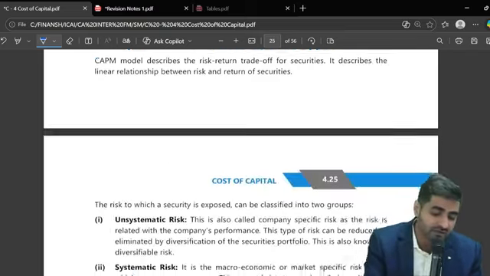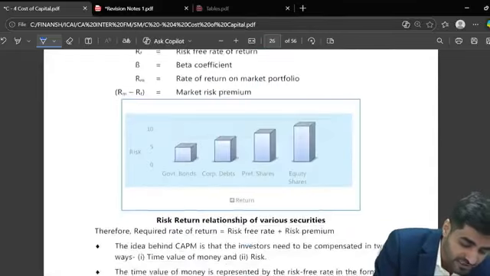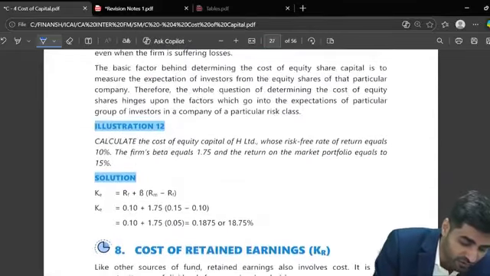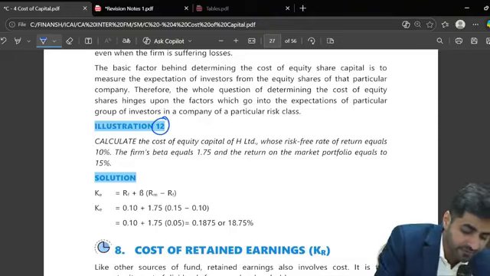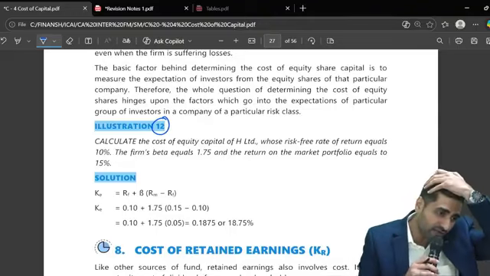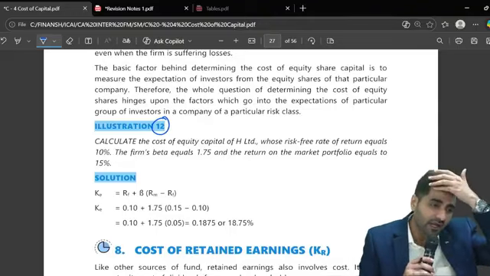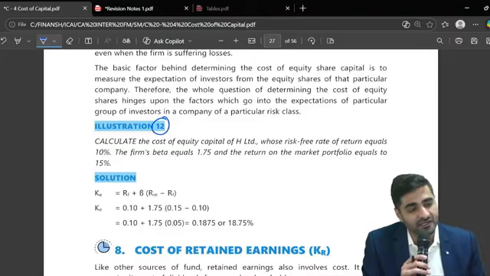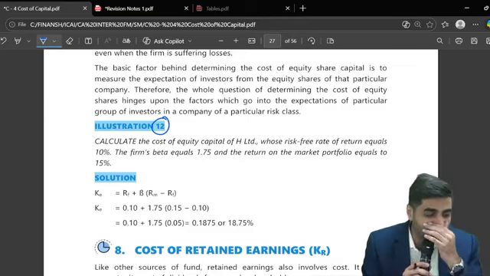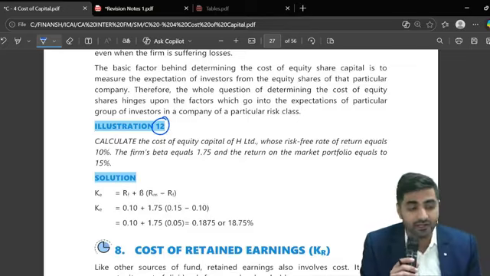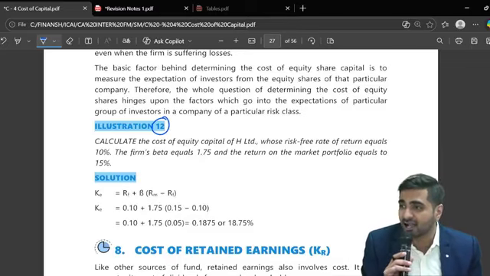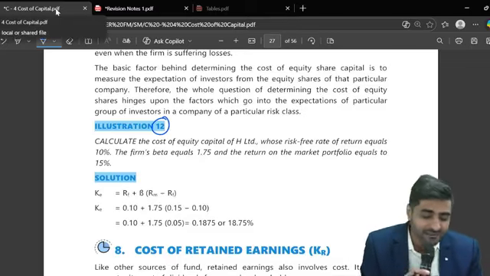Okay. Chalo. Now CAPM approach, we have to now come to illustration number 12. Now calculate the cost of equity of H Limited where the risk-free rate of return is 10% and the firm's beta is 1.75 and the return on the market portfolio is equal to 15%. Now we are required to calculate your KE. How will you calculate KE, guys? RF plus (RM minus RF) into beta.